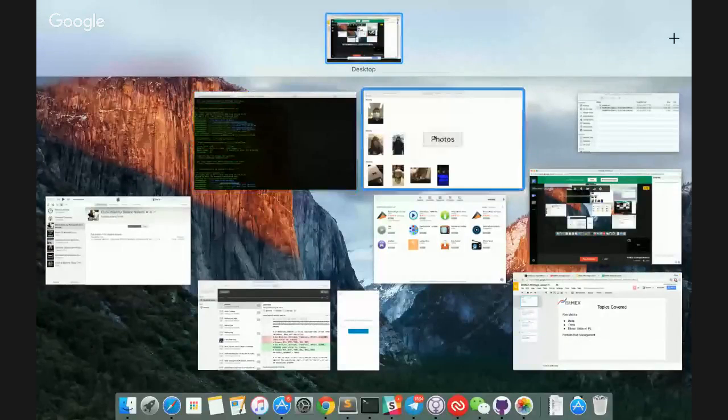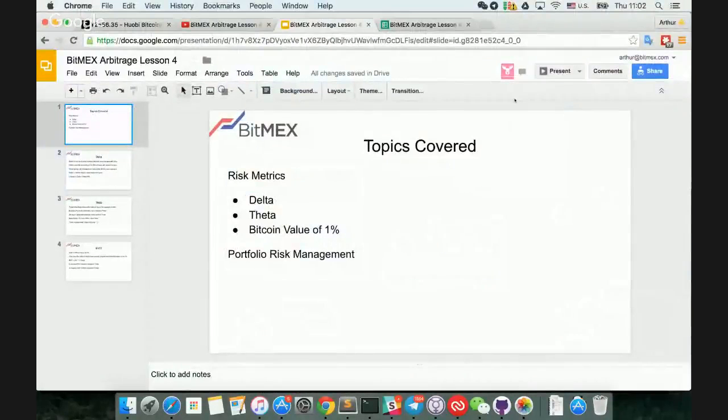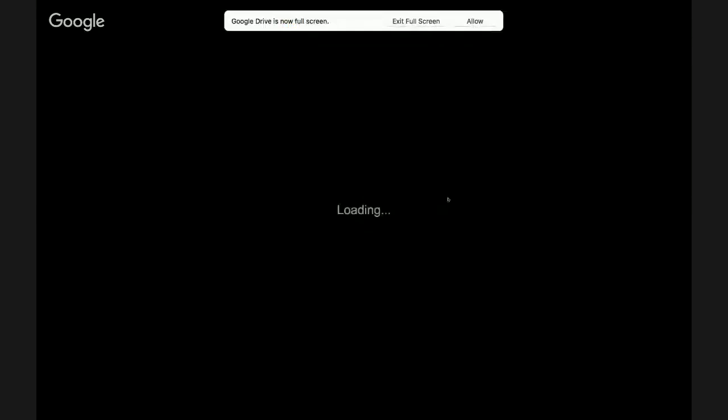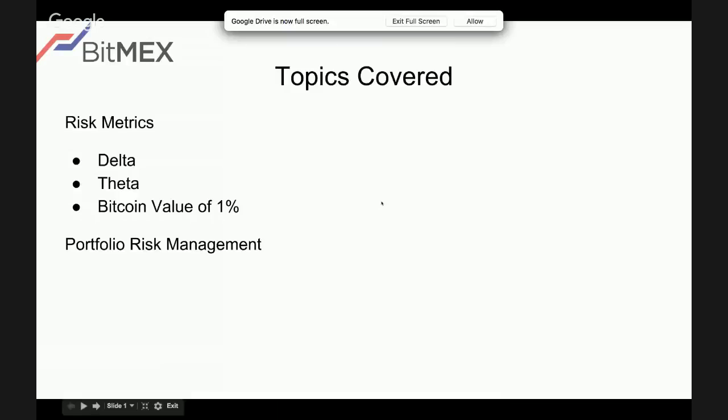So first we'll take a look at the slide deck. Today we're going to cover three risk metrics: delta, theta, and the Bitcoin value of 1%, and then we'll combine all three together and look at a portfolio of futures contracts.